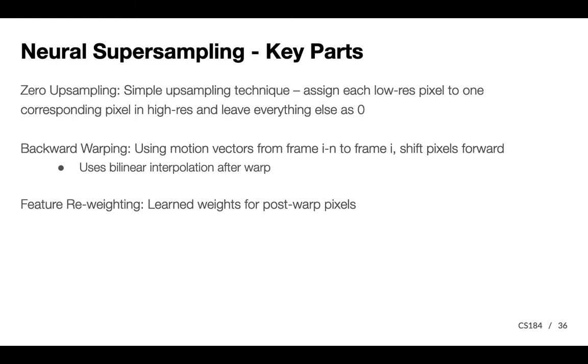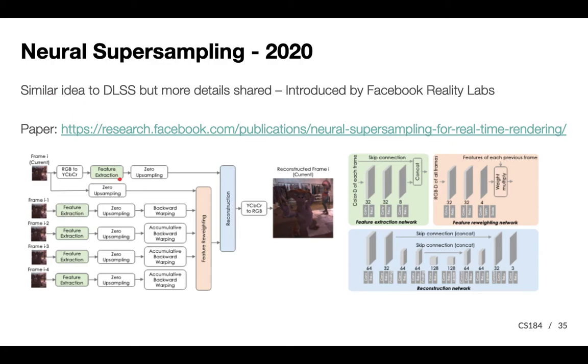Okay, so it's essentially just 1 pixel spaced out by the upsampling factor, all throughout the image. Okay, that's zero upsampling. Next, let's talk about backward warping. Okay, so just as a reminder, this is zero upsampling.